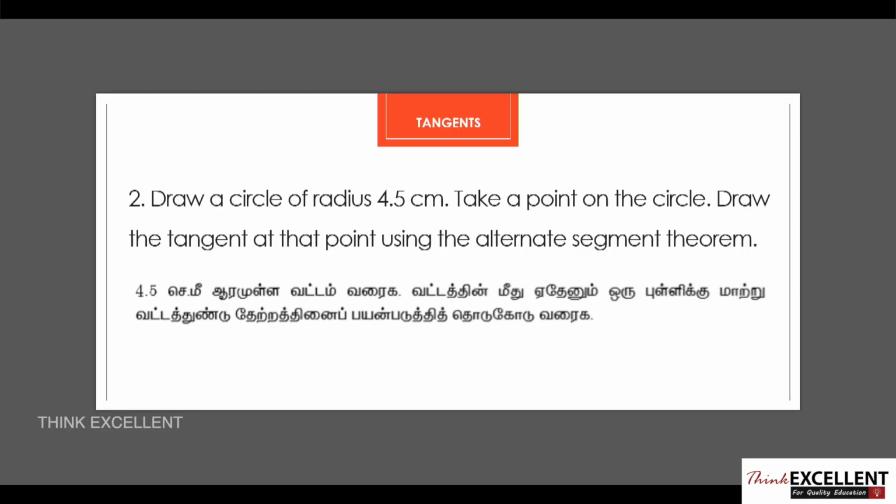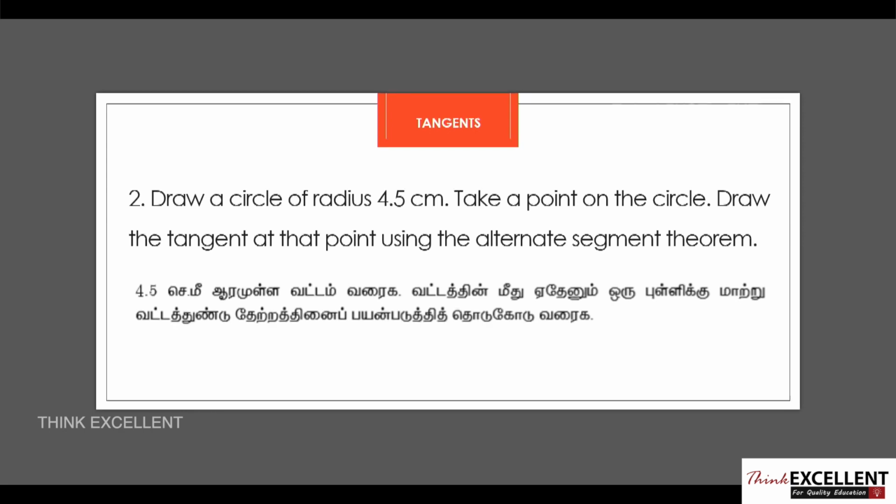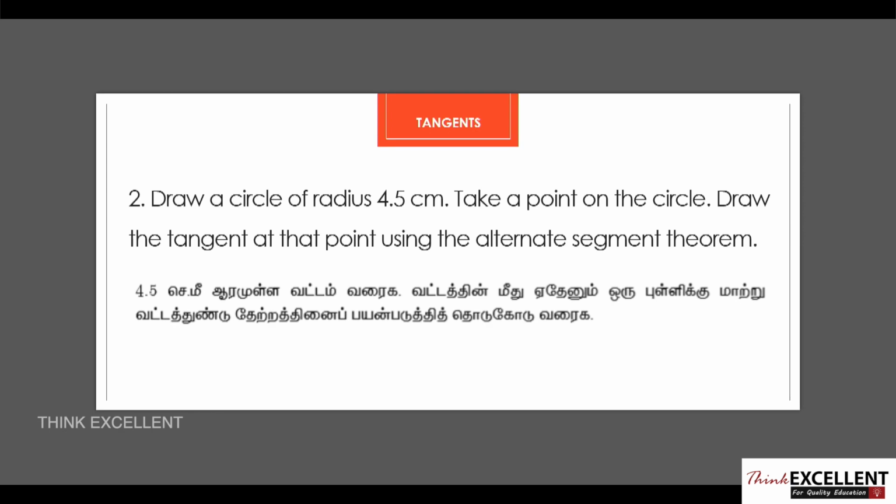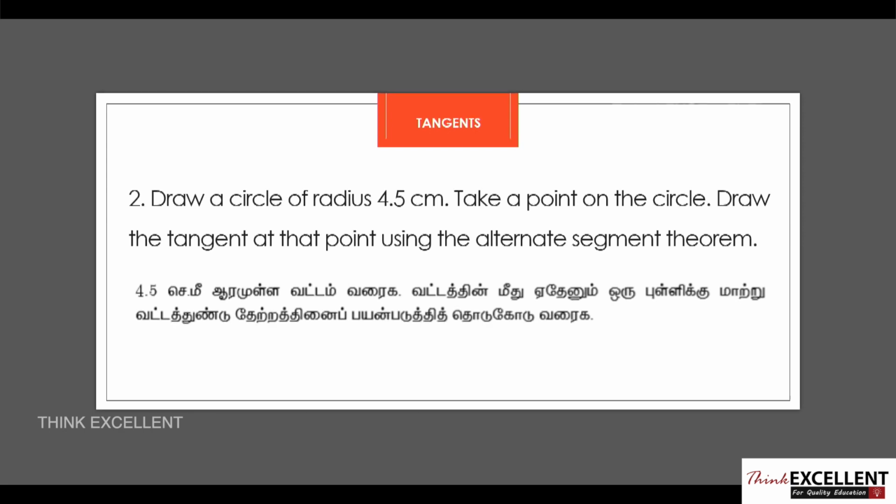Draw a circle of radius 4.5 centimeter. So the radius is 4.5 centimeter. Take a point on the circle. Okay, the radius is given. Take a point on the circle. Now draw the tangent at that point using, and that is important, using the alternate segment theorem.